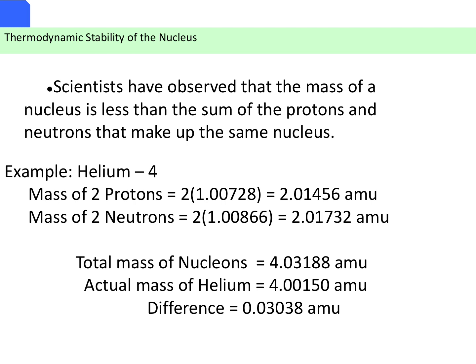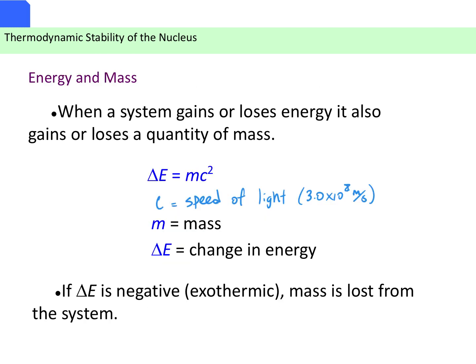Well, it took a great mind like Albert Einstein to make the relationship between energy and matter. The difference between the nucleons and the actual particle itself must be converted to energy in some way. And this is how he came up with his famous E equals mc squared formula. When a system, whether it be a chemical system or a nuclear system, gains or loses energy, it also gains or loses a quantity of mass. What that means is that if it gains or loses mass, it also gains or loses energy.